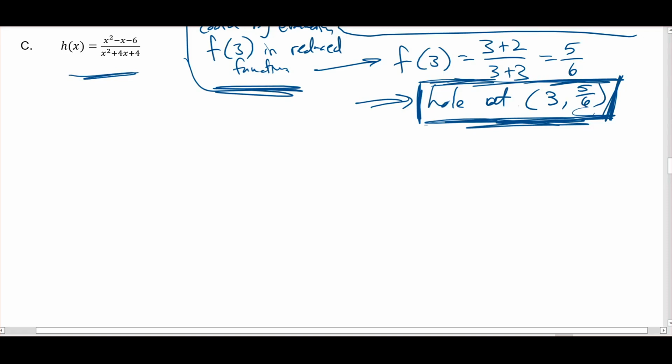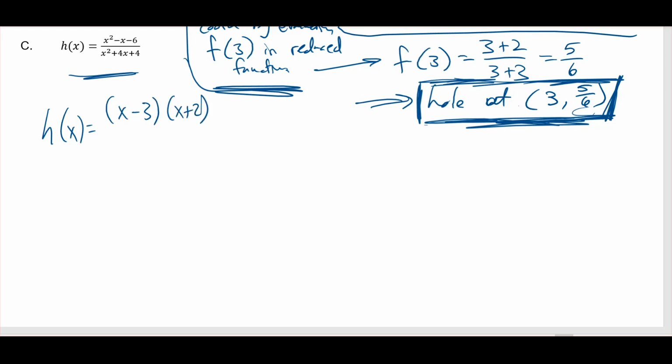We got part C. So we're finding vertical asymptotes, we're finding holes in the graph. We've seen those other ones, we're just going to have to factor everything right away. Well, we're going to have to factor everything in the long run, so we might as well do it right away, right? That numerator, we've seen that before. So this is x minus 3, x plus 2. And then the denominator looks like x plus 2, x plus 2.